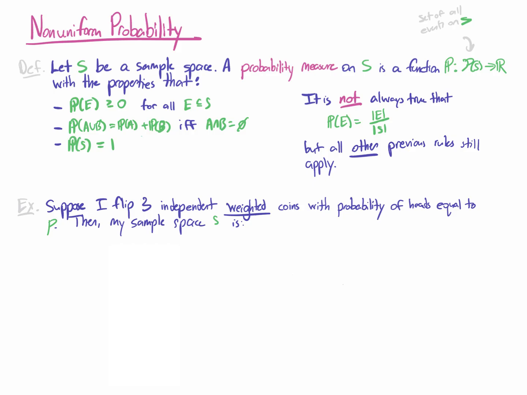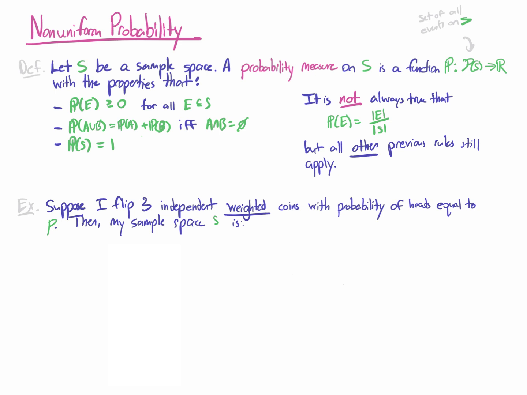So if I'm flipping these coins, I don't have uniform probability anymore, because the probability of heads is not necessarily equal to the probability of tails. The outcomes no longer all have the same probability. Let's take a look and see what's in our sample space.